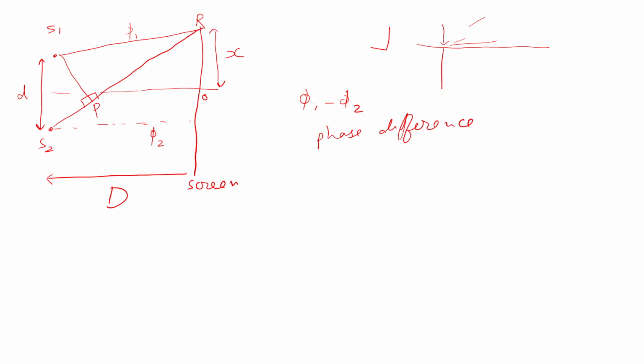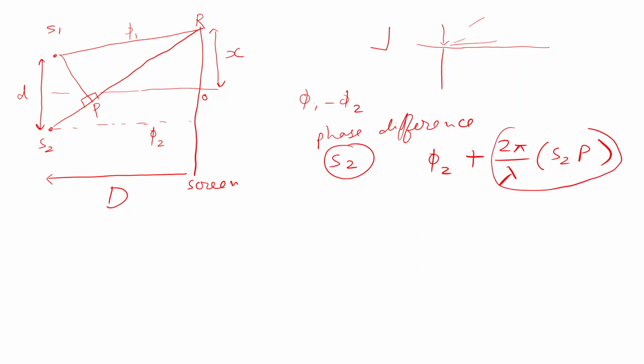will be, for the S2 wave, phi2, which it initially had, and then the remaining will be because of the path it's traveling. That is given by 2 pi by lambda times the path difference. This is the extra phase difference that is getting induced. This is 2 pi by lambda times the path difference, which is this path S2P. So this is the extra phase difference coming for the second source of wave.